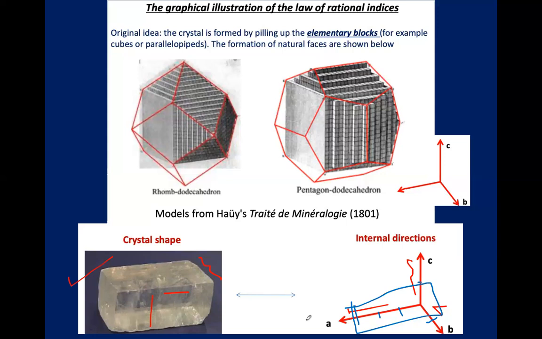The upper one is a model of another crystal. Its shape is called a rhombic dodecahedron, and here a pentagonal dodecahedron, because the face here is represented by a pentagon. Here it's a rhombus. This is very common for the mineral garnet. You may have heard of garnet. If it crystallizes perfectly, you will see this shape. Each and every natural mineral has a specific shape.